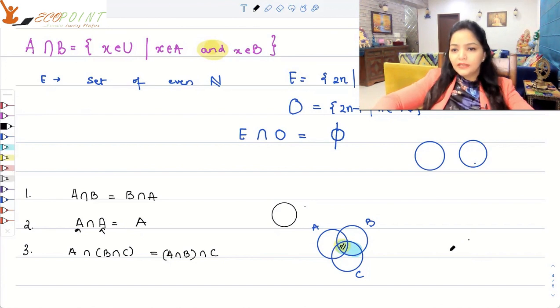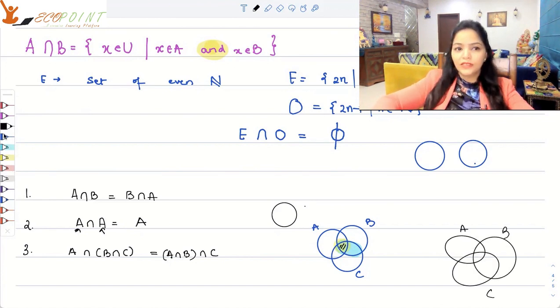Now let's create the right hand side. If I first take A intersection B, this is your A intersection B. Now if you take the intersection of A intersection B with the C, the intersection of this yellow portion with C is this blue portion, which again means we are talking about the intersection of the three. So these two sides will always be equal. The left hand side is equal to the right hand side. That means you can change the ordering of taking intersection.